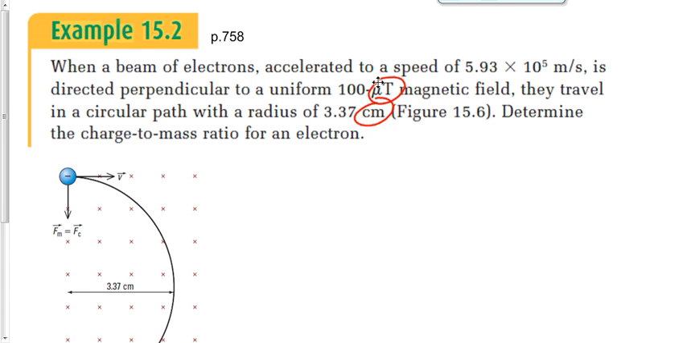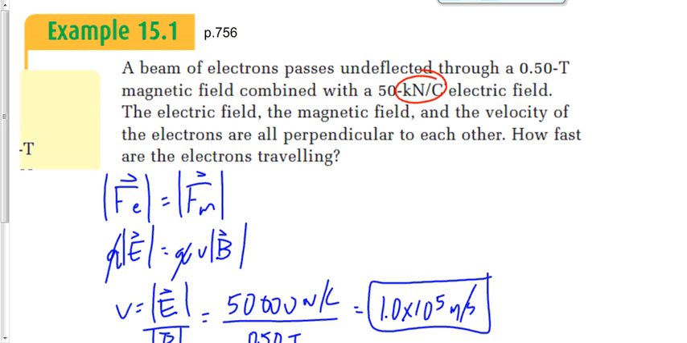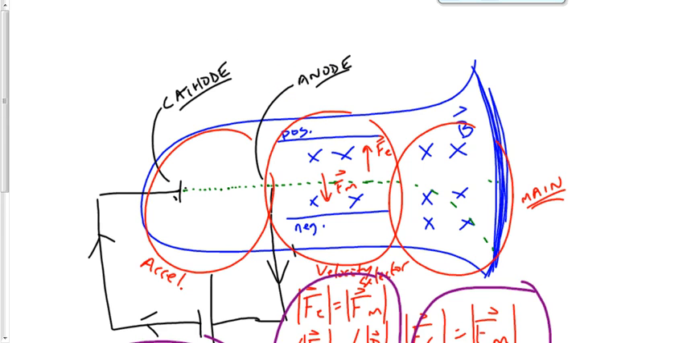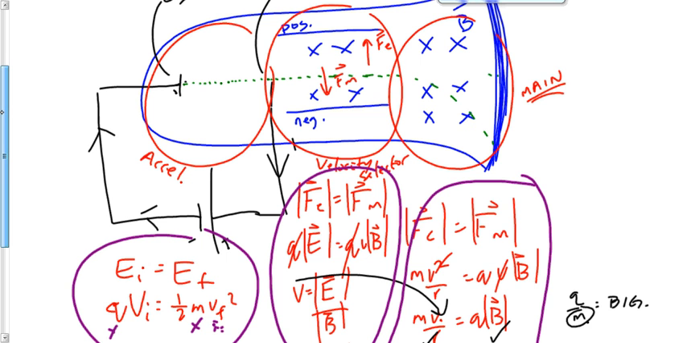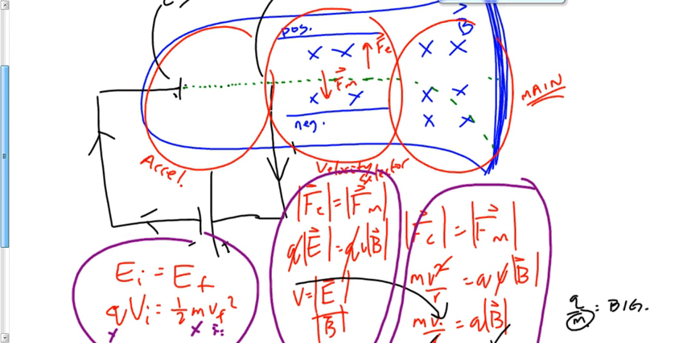Which section of the cathode ray tube is this? The charged particles are going this speed through a magnetic field going in a circle. We want to find the charge to mass ratio. Look at my picture. Which section are we dealing with? 1, 2, or 3? Yep, it's going to be 3. When we have an electric field and a magnetic field, it's the second section. When we have just a magnetic field and when it says it's going in a circle, it's going to be the third chamber here. And this is exactly what Thomson would have done, right?